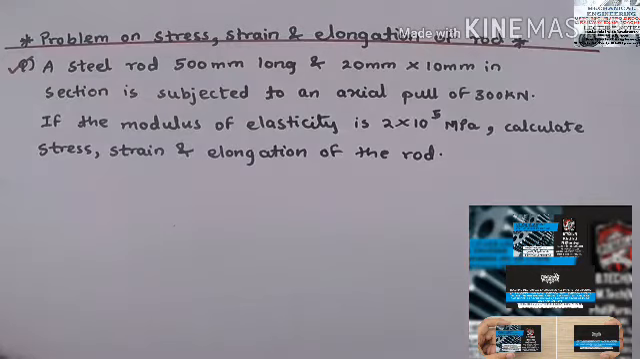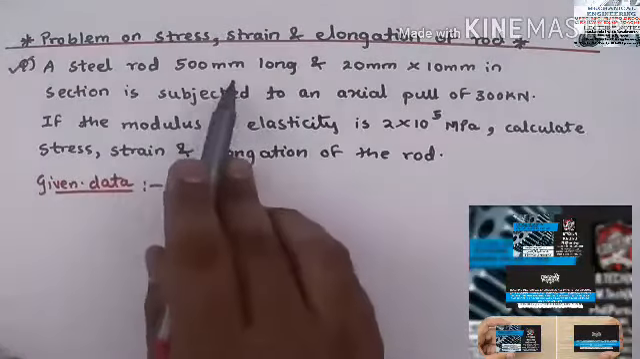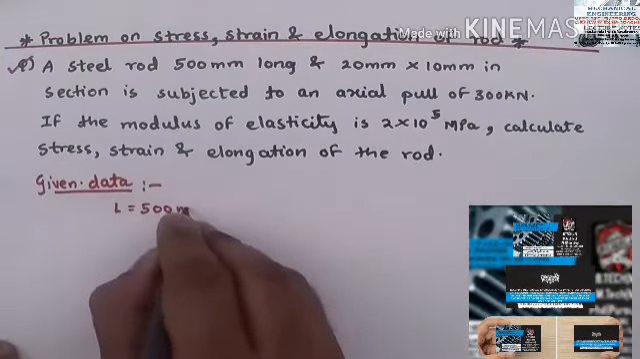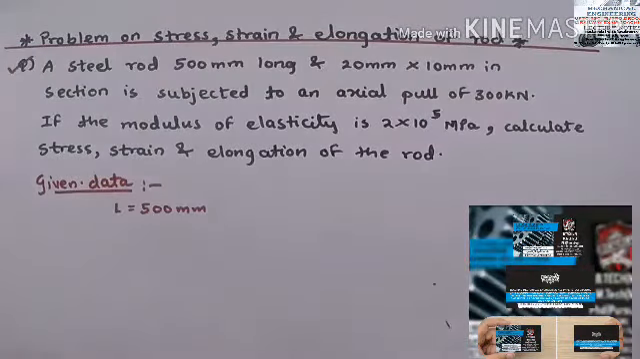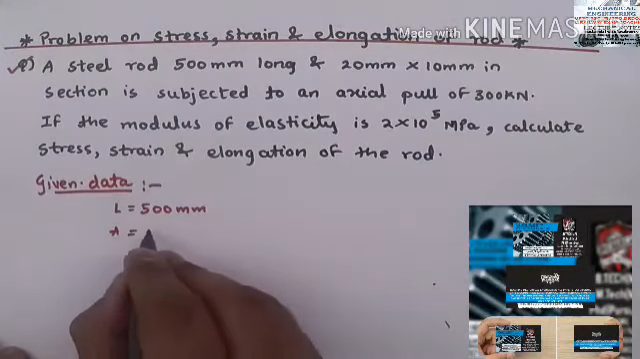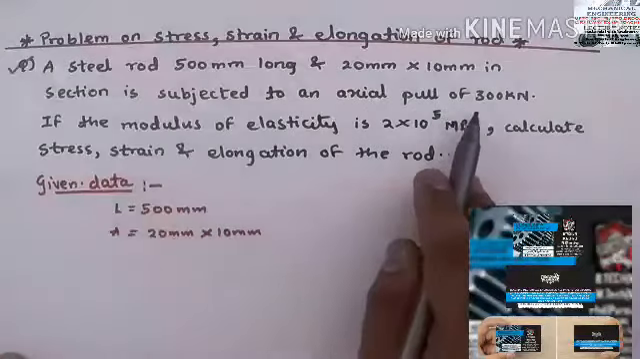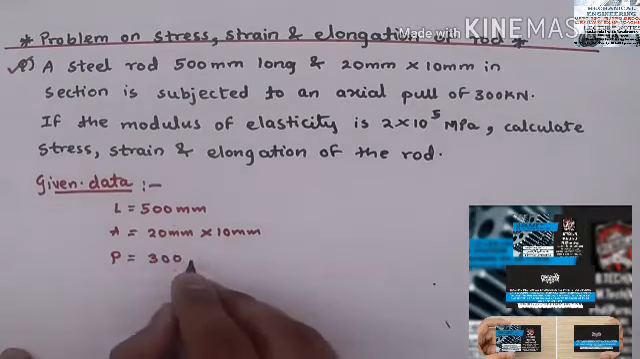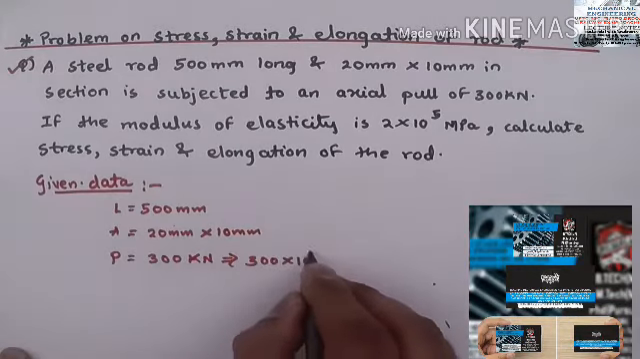Whatever is given here, I will write that in the form of data. Let us get started. A steel rod 500 mm long, the length of the rod is given, and 20 mm into 10 mm, this is the cross section area, capital A, is subjected to an axial pull of 300 kilonewton. P is equal to 300 kilonewton, that is 300 into 10 raised to 3 Newton.